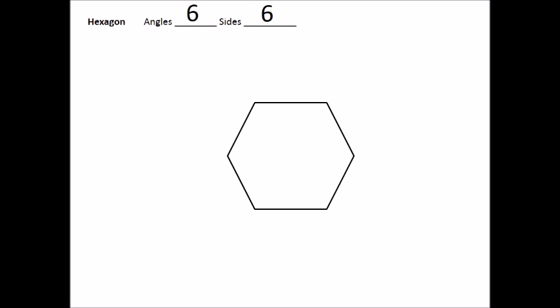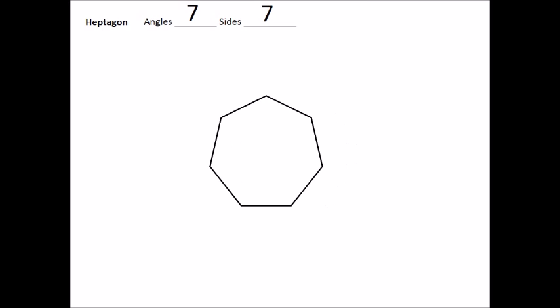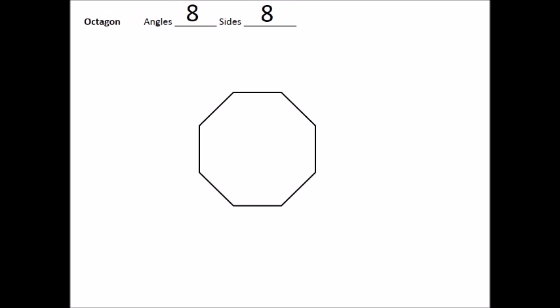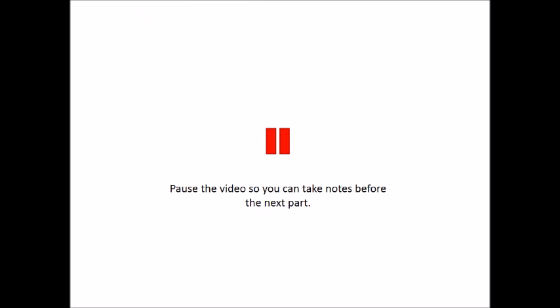This is a hexagon: 6 angles, 6 sides. You notice the angles and sides are always the same. Heptagon is 7 angles and 7 sides. And in a second, you're going to see one more. Everyone get ready for this, because we're going to bring it down to the octagon. 8 angles, 8 sides. 2 people go in, 1 person comes out. So there's the octagon, 8 angles, 8 sides.